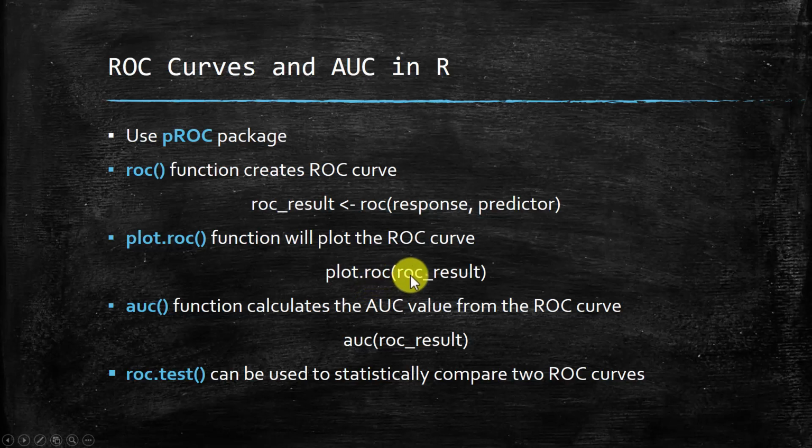plot.roc will actually plot an ROC curve using the base plot functions in R, so you can view it. Calling auc on the output from the roc function will give you the AUC statistic. One thing you may want to do is to actually compare two AUC values statistically. That can be accomplished using the roc.test function. What that does is it calculates a statistical test to determine the difference between two AUC values. So that would be a good way to assess or compare two probabilistic models.